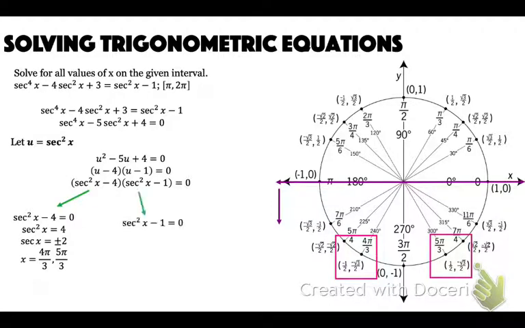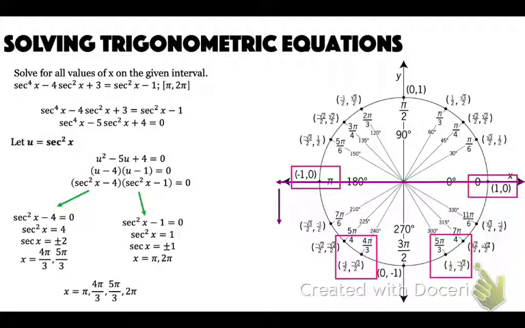Okay, let's do the same with this. So secant squared of x minus 1, add the 1, square root, and you get plus or minus 1. So, well, wherever cosine is plus or minus 1, secant is going to be plus or minus 1. So that is pi and 2 pi. So then our answer is x equals pi, 4 pi over 3, 5 pi over 3, and 2 pi. Cool?